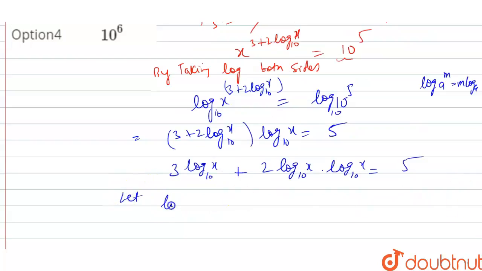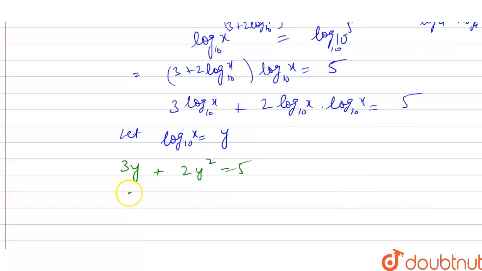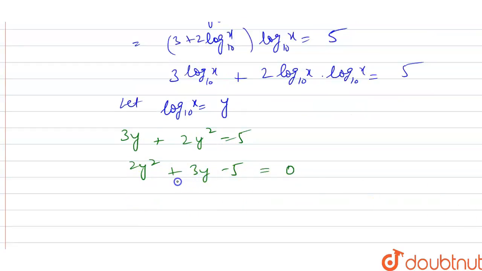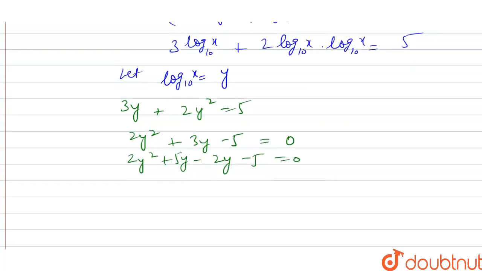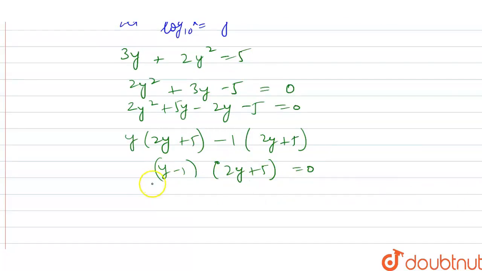Now let log x to the base 10 be equal to y. Now we can write this as 3y plus 2y square is equal to 5. So 2y square plus 3y minus 5 is equal to 0. We can write this as 2y square plus 5y minus 2y minus 5 is equal to 0. Now we take y common, so we get y(2y + 5), and here we take minus 1 common, minus 1(2y + 5). So now (y - 1)(2y + 5) is equal to 0.